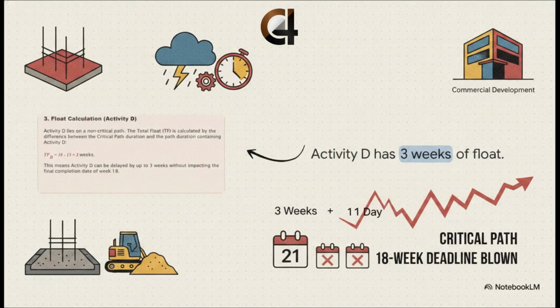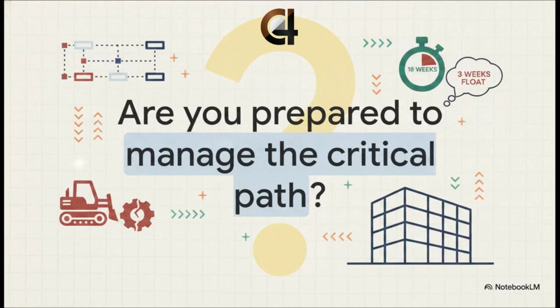But, and this is a big but, the very second that delay hits 3 weeks and one day, activity D suddenly joins the critical path, and your 18-week deadline is officially blown. And that brings us to the ultimate question you really have to ask yourself. You got the diagram, you know your absolute minimum timeline is 18 weeks, and you know exactly where your 3 weeks of float are hiding out.